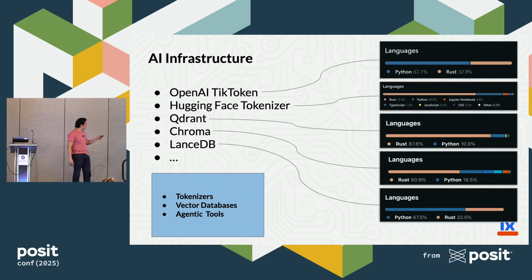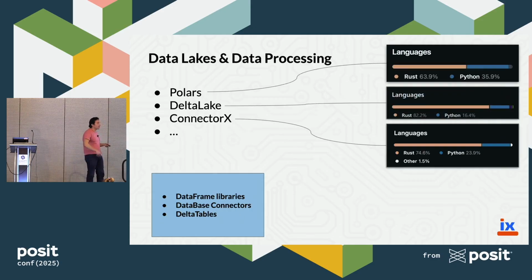As you can see, there's a very dominant color, this little pinkish, reddish color, which is Rust on GitHub. Also, data lakes and data processing have a lot of Rust in them. So if you've used Polars, a lot of the demos we've seen here at PositConf have used Polars. Polars is a data frame library that has a Python interface, but has a Rust core. Also, things with Delta tables. So if you've ever had to interact with a Delta Lake, you've probably also used Rust from the Python ecosystem.